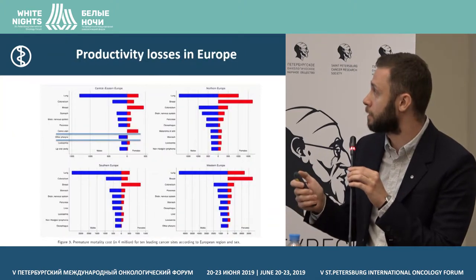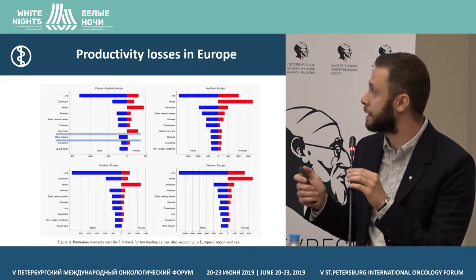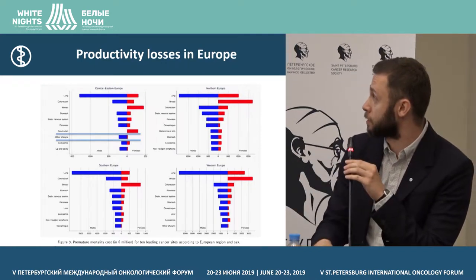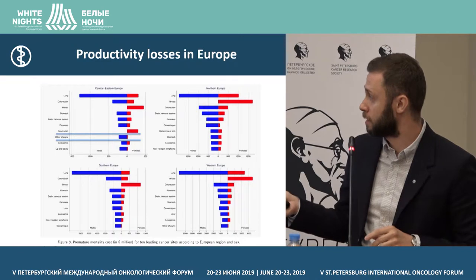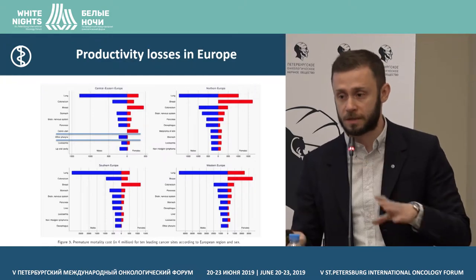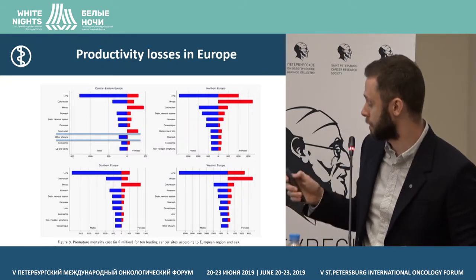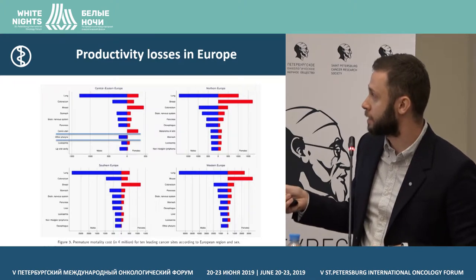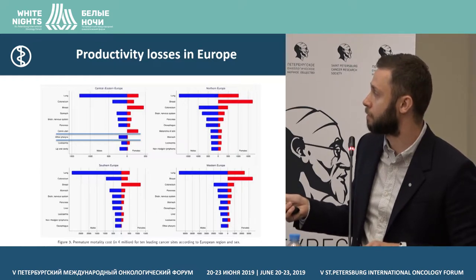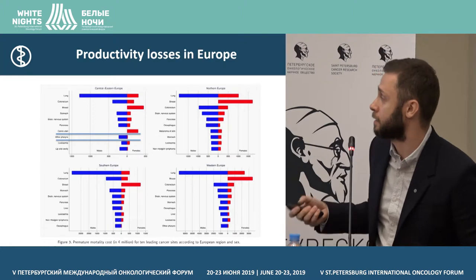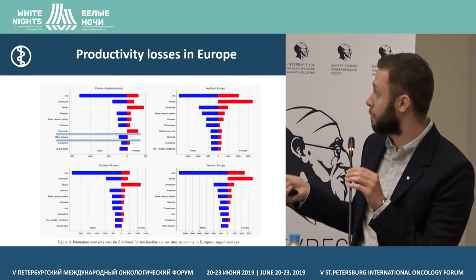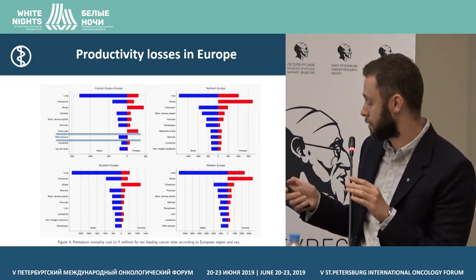Another study, published in 2015, was also evaluating productivity losses in Europe, but it's good to mention that if we talk about different cancer types, the structure of those losses is quite different in different countries. For example, from this study, we know that in Central and Eastern Europe, productivity losses associated with cervical cancer deaths, and also oral and pharyngeal cancer deaths, are quite high compared to, for example, Northern Europe, Western Europe, or Southern Europe.